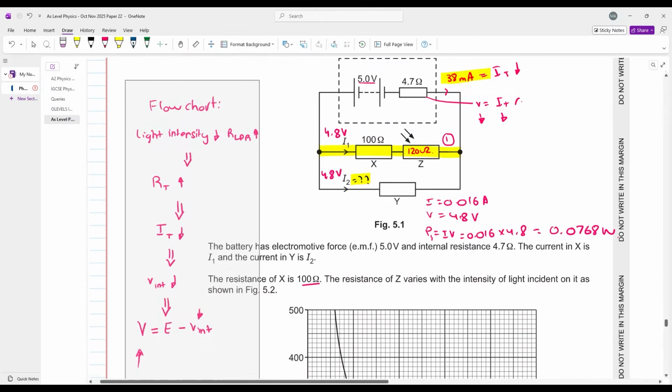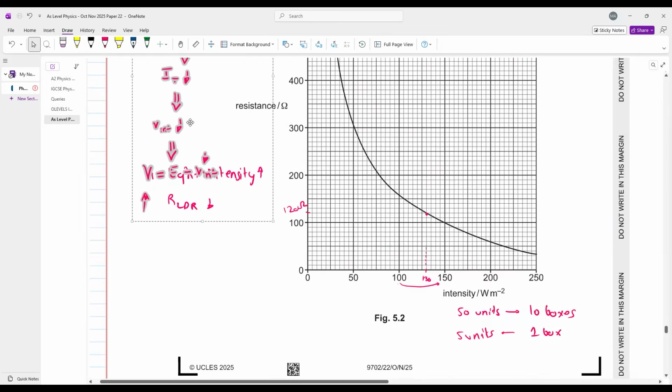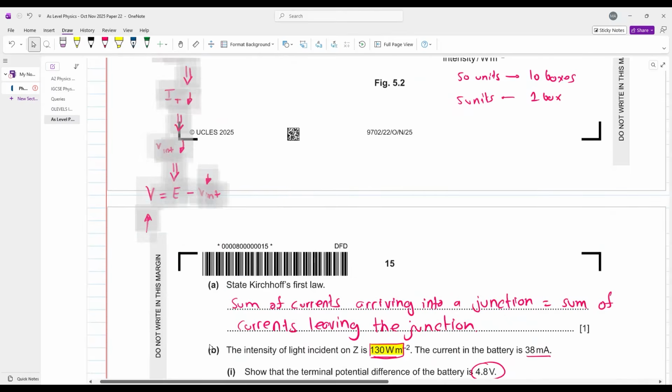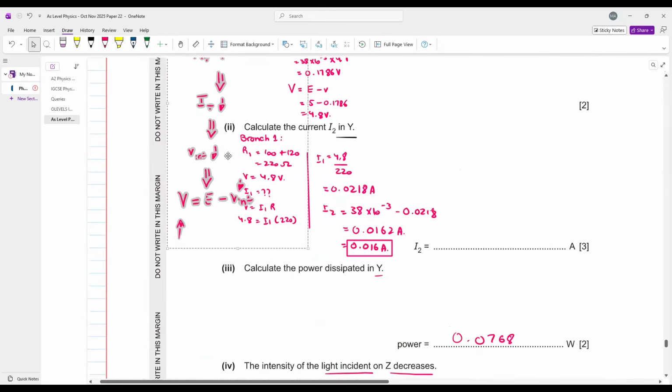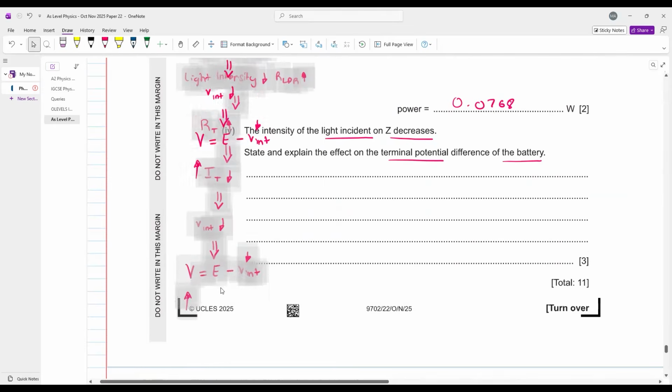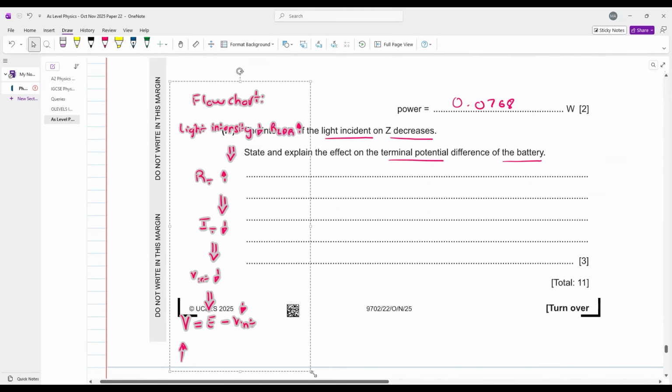Let's take this flowchart to the downside and using this, we will write an answer. You will say, let's bring this down first. Let's make it smaller as well.